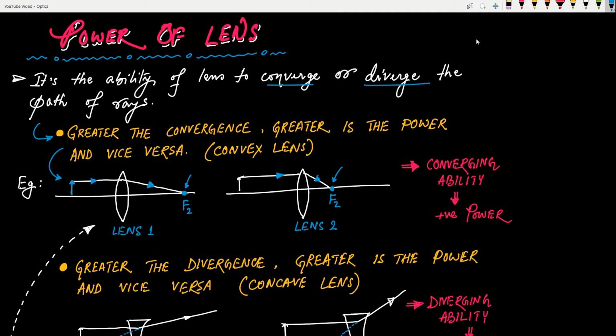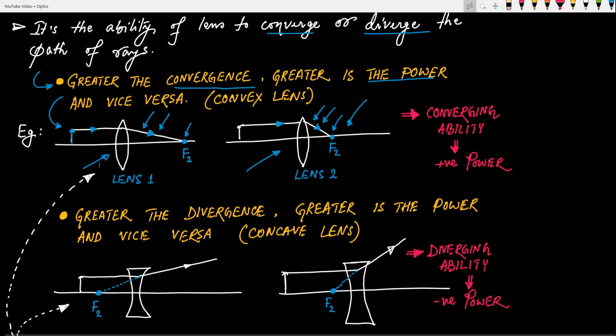But if you look carefully, you'll see that the level of convergence is different for these two lenses. The convergence here is lower and the convergence here is higher. And from the definition, we know that greater the convergence, greater is the power. Therefore, since the convergence produced by this lens is greater, we will say that the power of this lens is higher than the power of this lens. I hope this is clear. So this is the basic fundamental concept of power.